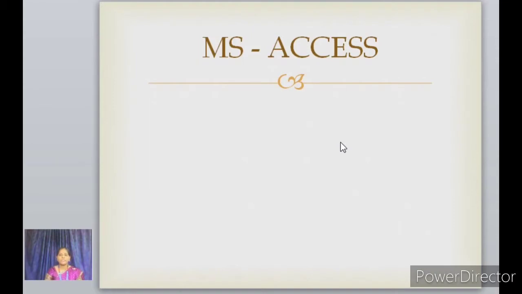First, the definition of what is Access. Access is used to store a database. First of all, what is data? Data is a collection of raw facts. And what is a database? A database organizes a collection of data so that it can be easily accessed and managed. A database is a set of information.